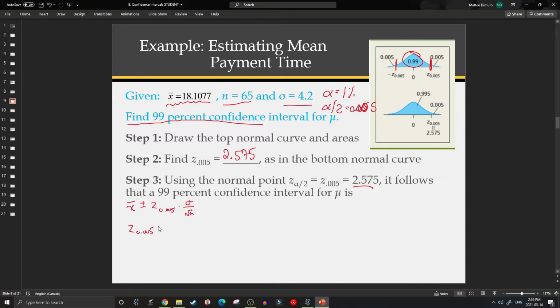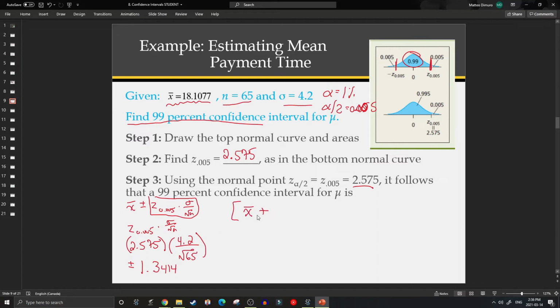Now what I recommend you do is go figure out what this number is. Like just this little piece here, right? Because this is the part of the formula that you're going to add and subtract to x bar. So go figure this out. So we got 2.575 times the standard deviation, which is 4.2, divided by square root of 65. Now go ahead, plug that in on your calculator and see what you get. Go ahead and pause it. Now when I typed it in, I got 1.3414. So this is basically that plus or minus number that we're going to add to x bar.